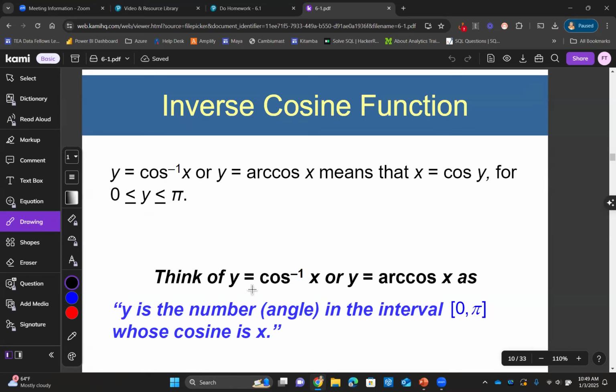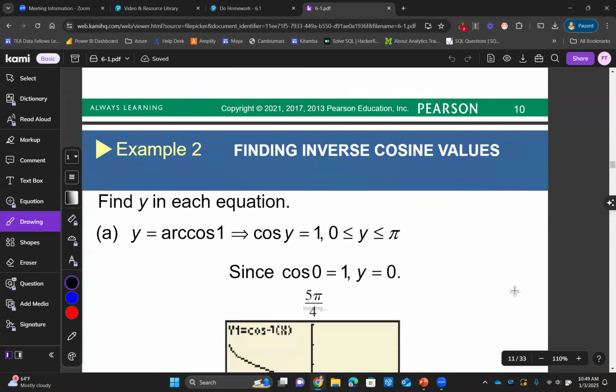Think of y equals cosine to the -1 of x, or y equals arc cosine of x, as you're looking for the angle in the interval from 0 to pi whose cosine value is x. So whatever number is given here is the cosine value for the angle you're looking for. That's how you're going to answer these questions.